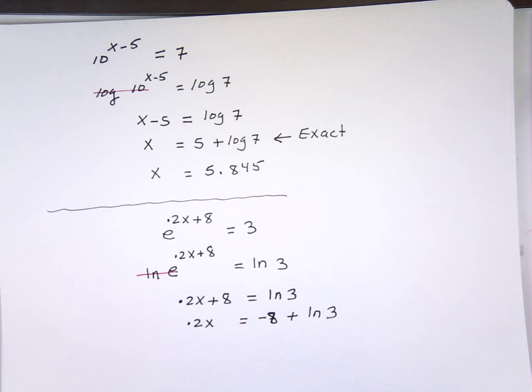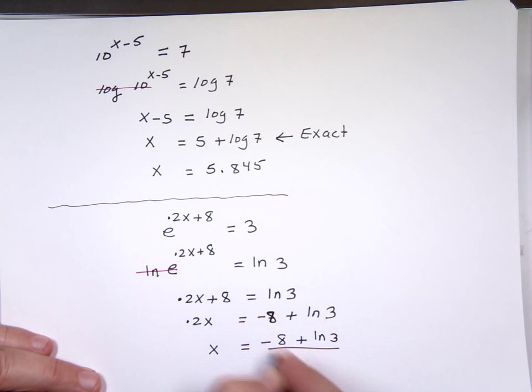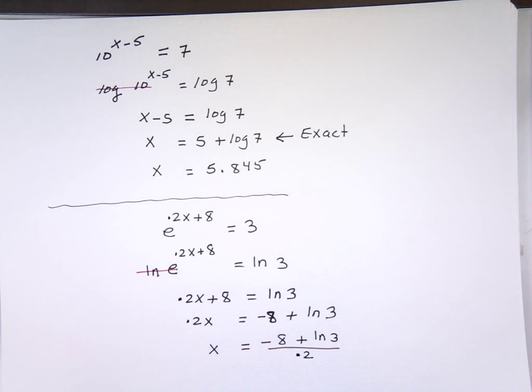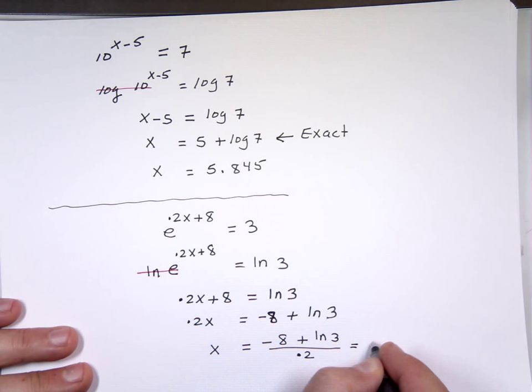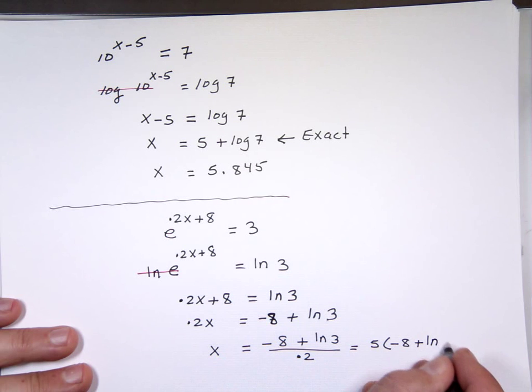So to solve for x, what do I do now? Divide by 0.2. Well, dividing by 0.2 is the same as multiplying by what? What's 1 over 0.2? Isn't that a 5? So when you divide by 0.2, it's really the same as multiplying by 5. So that's 5 times negative 8 plus the natural log of 3.